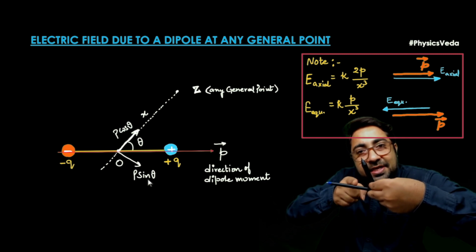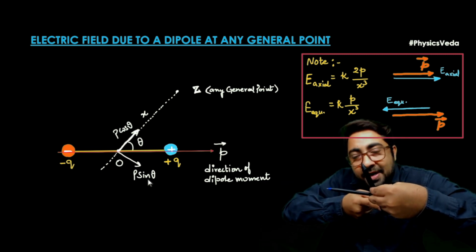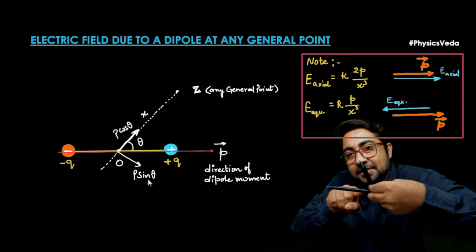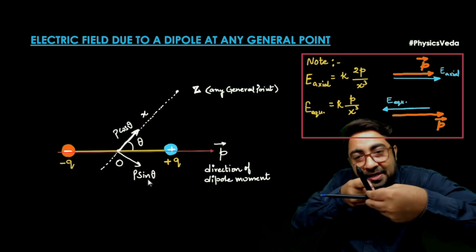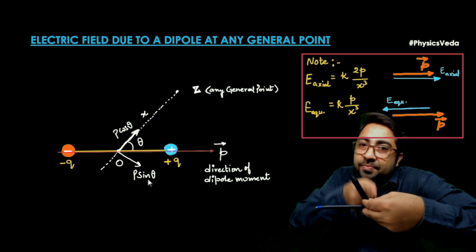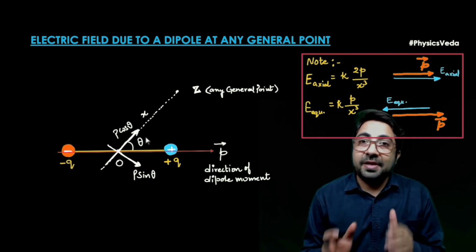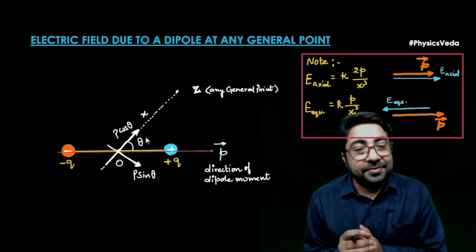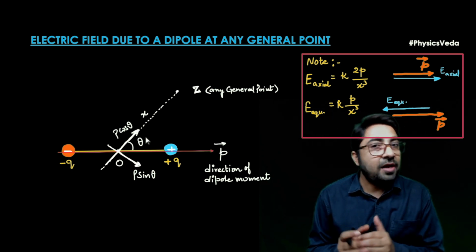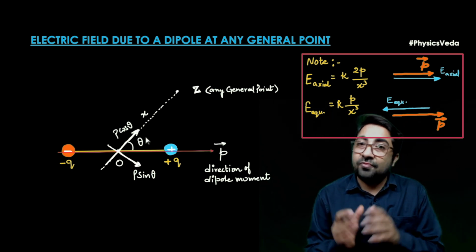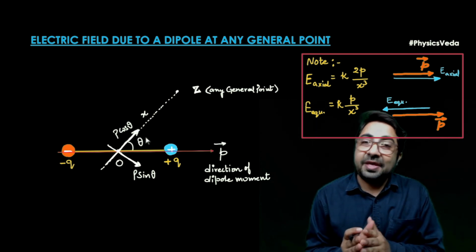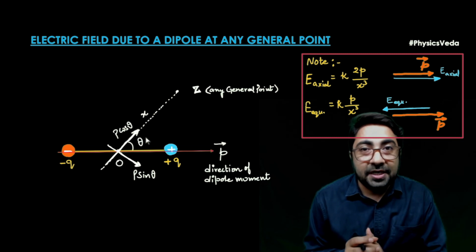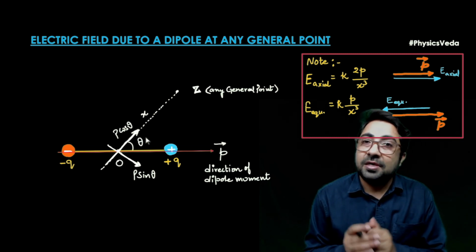When this angle is theta from the electrical dipole moment, this component along the x is p cos theta and the perpendicular component is p sin theta. Since we have split the electrical dipole moment into its two components, the horizontal component and the vertical component, we can say there are two dipoles. One dipole is p cos theta and another dipole is p sin theta.